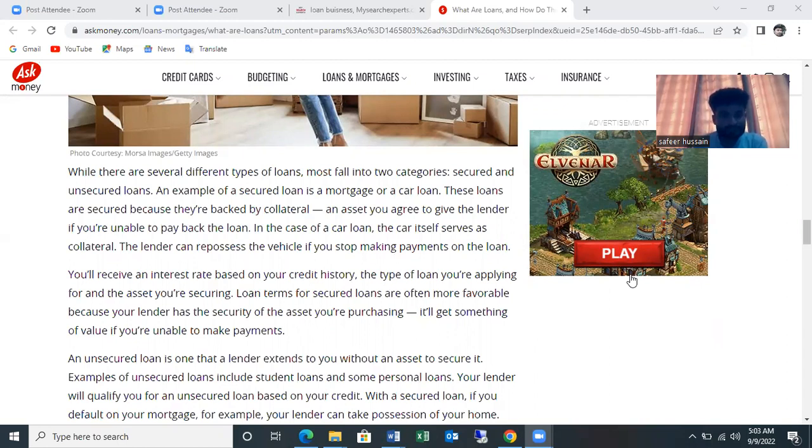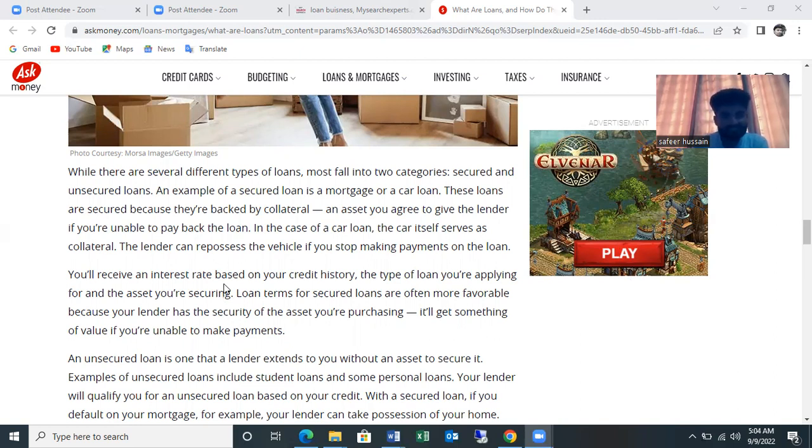These loans are secured because they are backed by collateral, an asset you agree to give the lender if you are unable to pay back the loan. In the case of a car loan, the car itself serves as collateral. The lender can repossess the vehicle if you stop making payments on the loan.